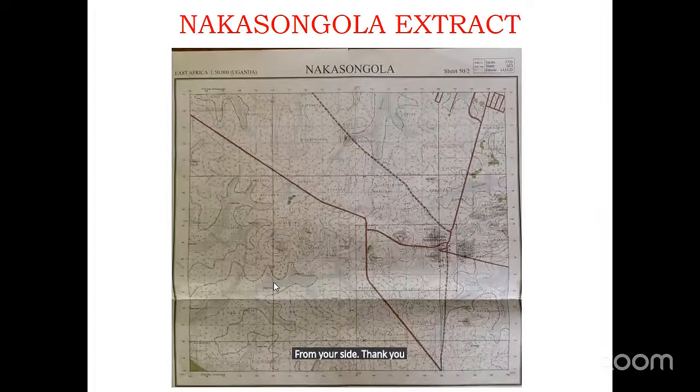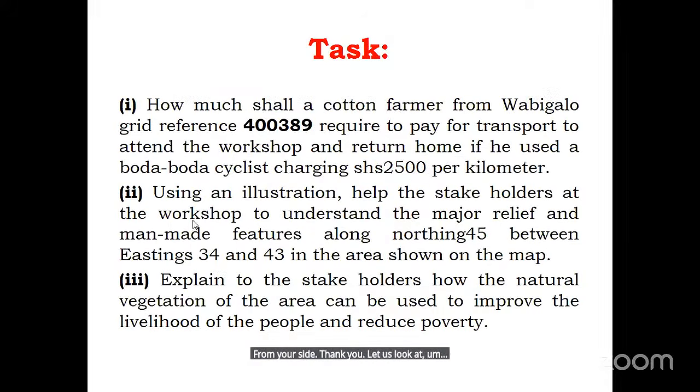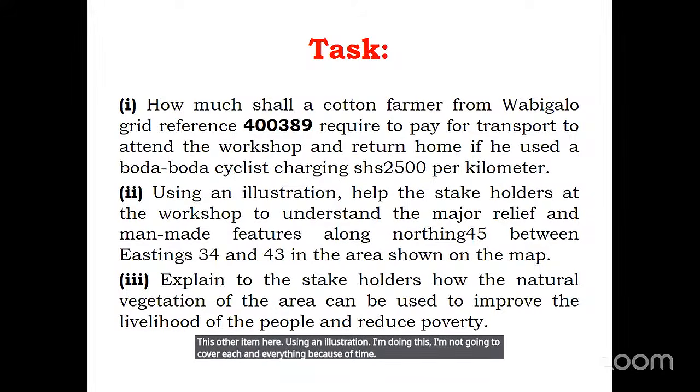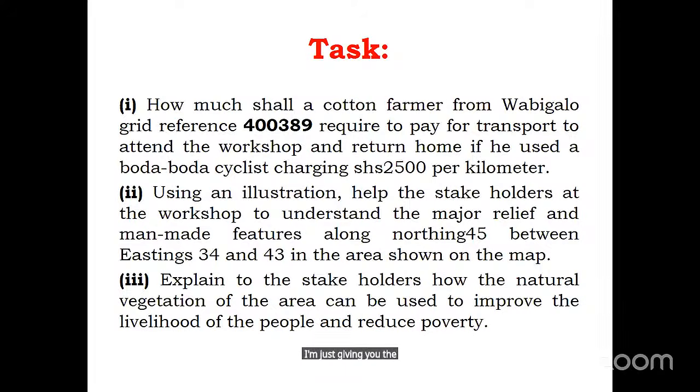Thank you. Let us look at this other item here, using an illustration. I'm not going to cover each and everything because of time. I'm just giving you the key highlights. Using an illustration, help the stakeholders at the workshop to understand the major relief and man-made features along Northing 45, between Eastings 44 and 43.